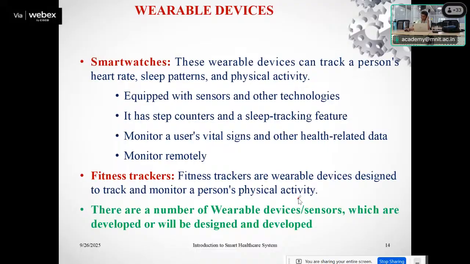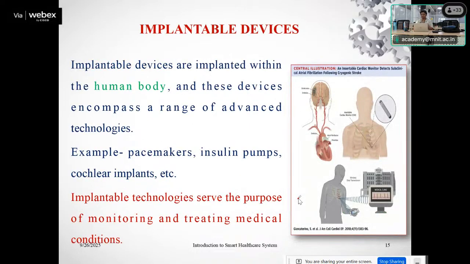Now smart watches and fitness trackers are the main players in wearable devices. Another category is implantable devices. When I say wearable device, it is popular because it is non-invasive, where you wear it only on the outside of the body surface. An implantable device is something you implant within the body.